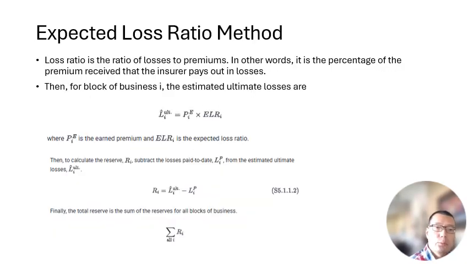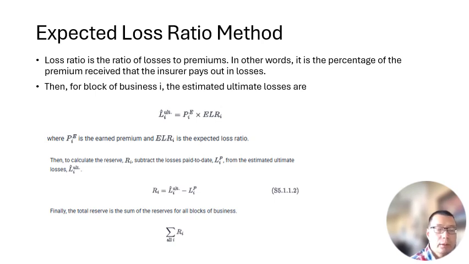There are several ways to estimate the ultimate losses or IBNR. One straightforward way is using the expected loss ratio method. Loss ratio is the ratio of losses to premiums. In other words, it's the percentage of premium received that the insurer pays out in losses.